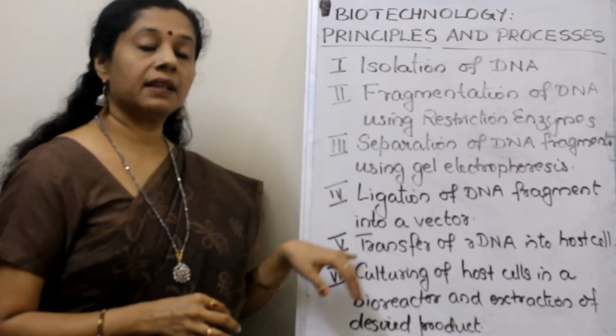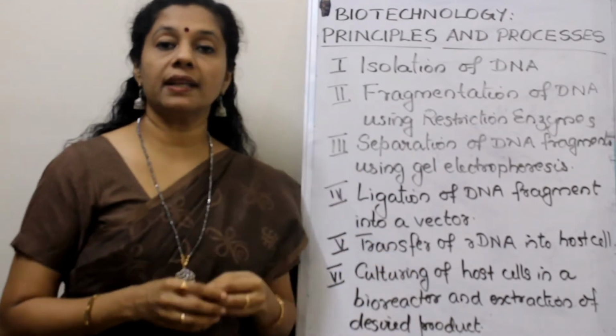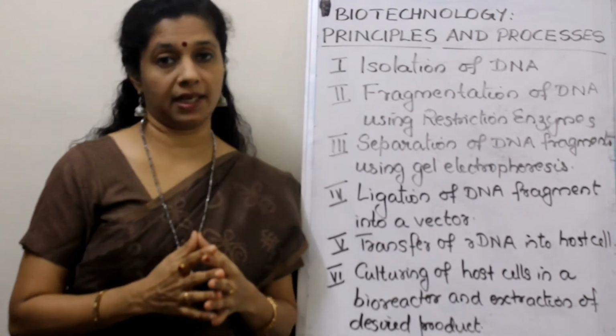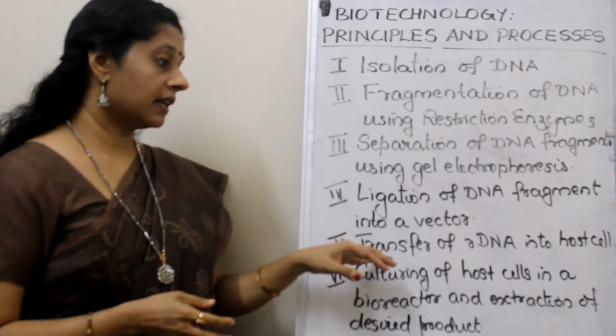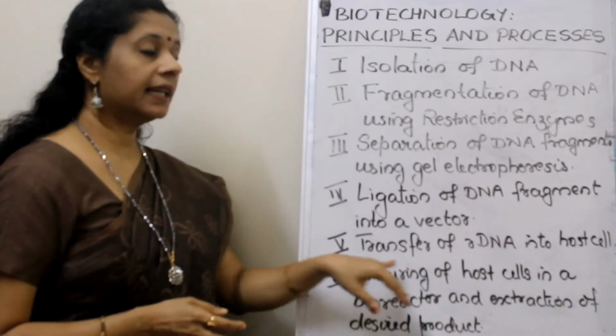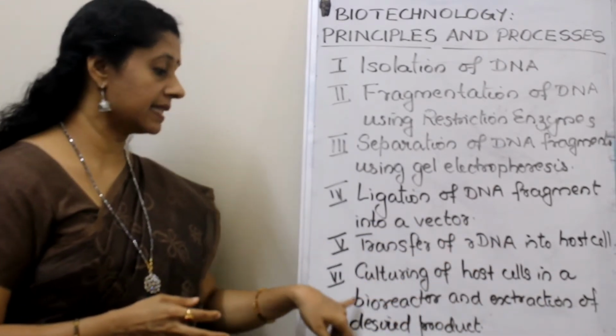Then transfer of this rDNA. Once we are joining the foreign DNA with a vector DNA, it becomes a recombinant DNA. That DNA has to be transferred into a host cell. Then culturing of host cells in a bioreactor.